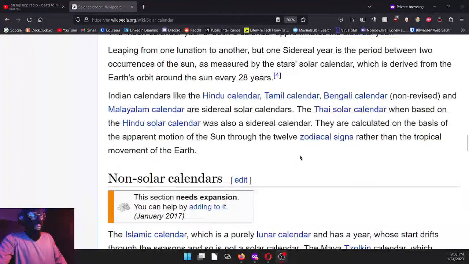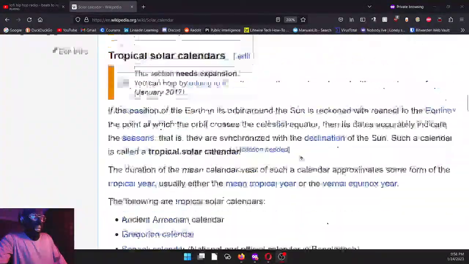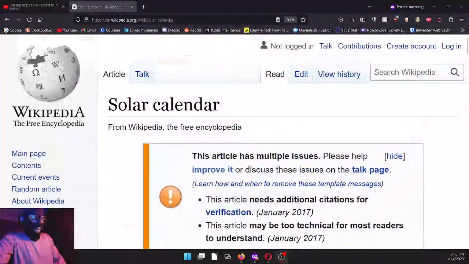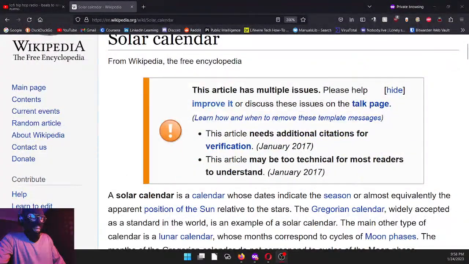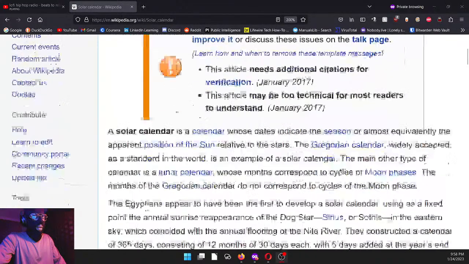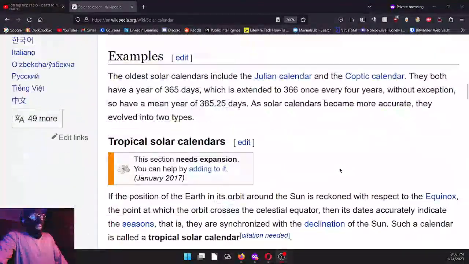Alrighty. Let me double check. Okay, yeah, there are just no pictures. Also, this article has multiple issues. It needs additional citations, and the article may be too technical for most readers to understand.